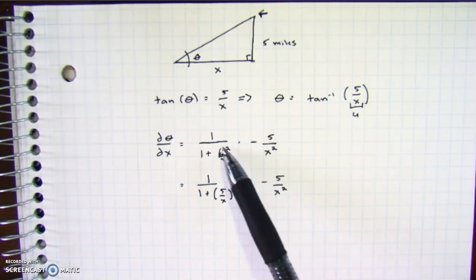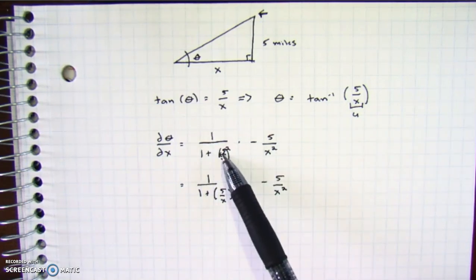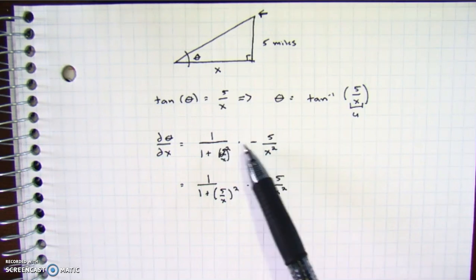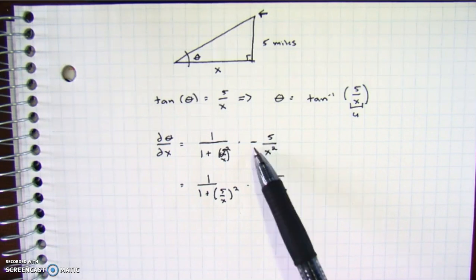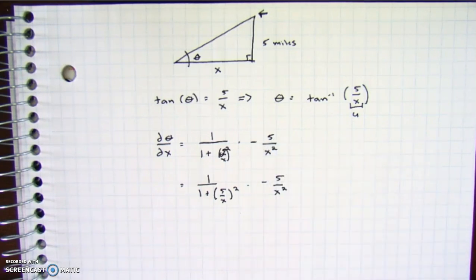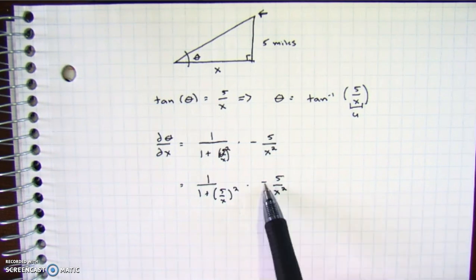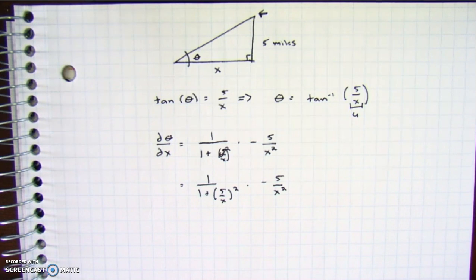So we call it u, 5 over x squared. So 1 over 1 plus u squared, which is 5 over x squared, times the derivative of u. So that's just 5 over negative x squared, or negative 5 over x squared. All right, and so here we kind of have it. Let's not simplify this too much.